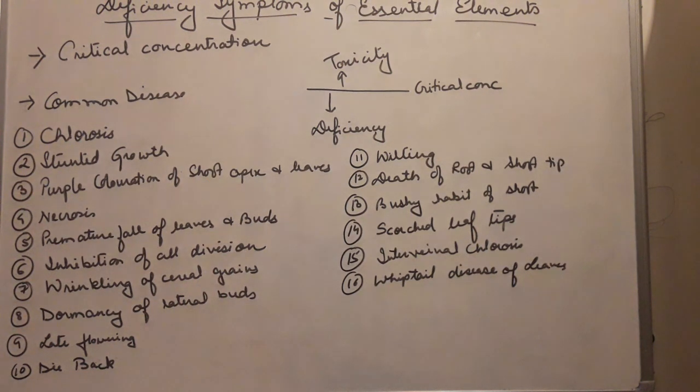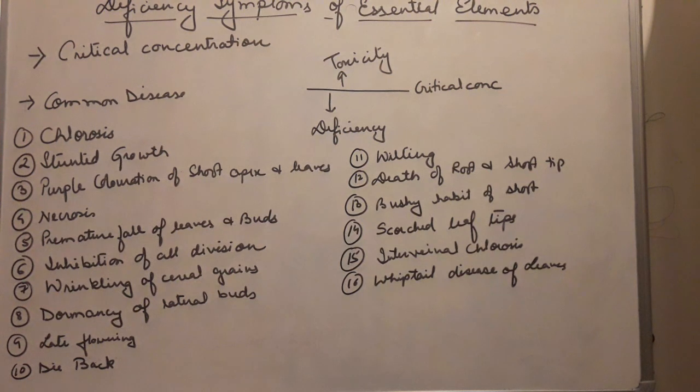Now, while we are studying the deficiency symptoms, we come across the term critical concentration. Critical concentration means the minimum concentration of the essential nutrients which is required for growth and development. Now, you see in this diagram, suppose this is the particular line indicating the critical concentration of a plant. This particular amount is needed by the plant for its growth and development.